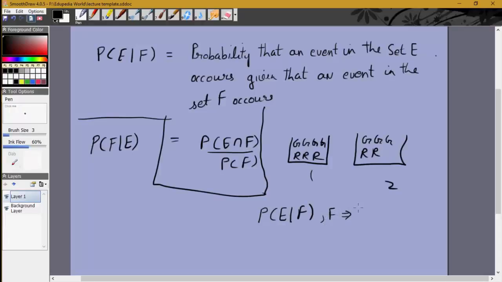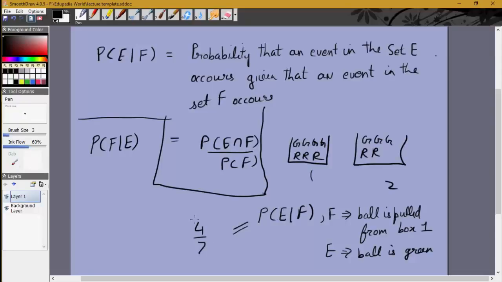So basically we can calculate P(E|F), where F would be a condition of the form the ball is pulled from box 1, and let's say E is that the ball is green. So this is something we know, P(E|F). In this case, given that the ball is pulled from box 1, what is the probability that the ball is green? So we can see this is 4 by 7 because there are 4 green balls out of a total of 7 balls. So this is P(E|F).